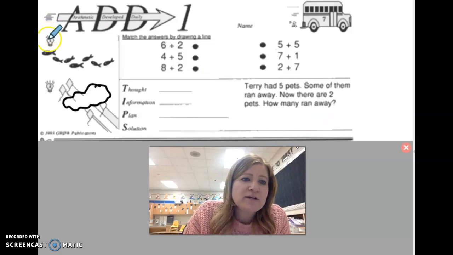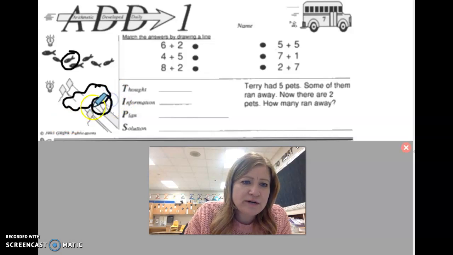So the first one, circle the third fish. Let's count 3. 1, 2, 3. This is the fish you should have circled. The next part, circle the kites that are below the clouds. So there's 2 that are below. One of them's right here, and one of them's right here.